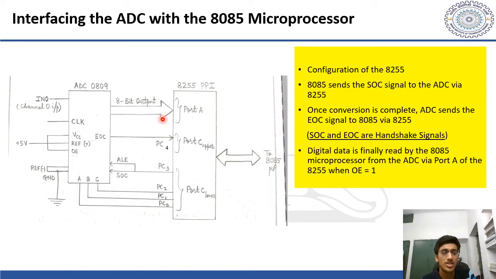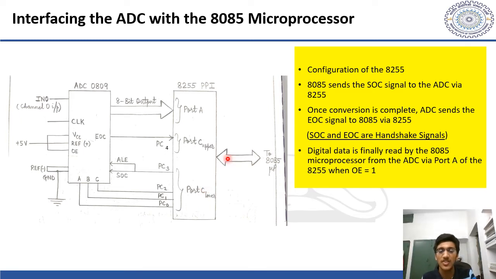Now let us move on to the interfacing of the ADC with the 8085 microprocessor. In order to interface the ADC with the 8085 microprocessor through the 8255, we first of all are required to configure the 8255 in a particular mode. In this process, port A and port C upper must be configured as input ports, and port C lower and port B as output ports. I will be talking about the configuration of the 8255 in a moment.